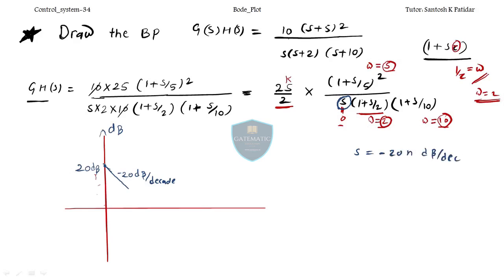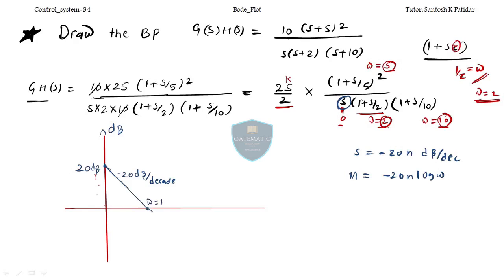So minus 20. Why is the magnitude 20 dB? We have already done this. 20 n log omega, where omega is 0.1. So this is 20 dB. That's why 20 dB. So it will pass like this. At omega equal to exactly 1, it will cross the 0 dB line.